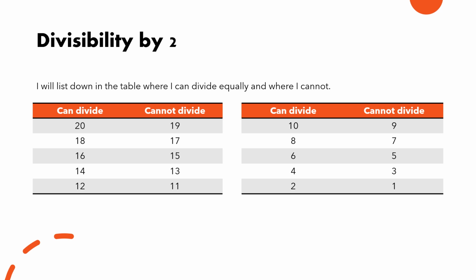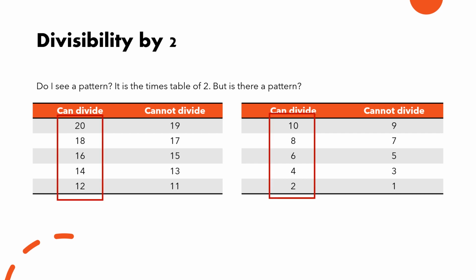So this is what the table looks like. You can see the numbers 20, 18, 16, 14, 12. They are appearing under the can divide. And the numbers 19, 17, 15, 13, 11, they are appearing under cannot divide. So do you see a pattern here?